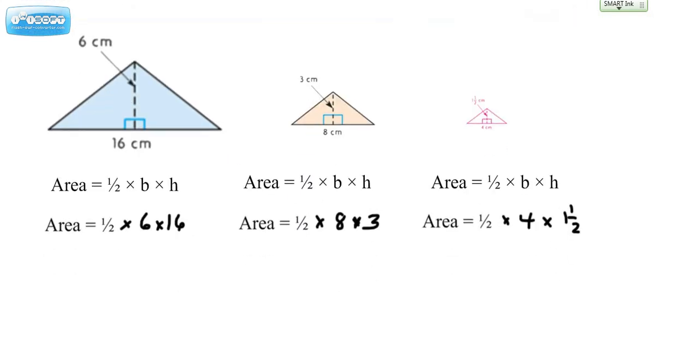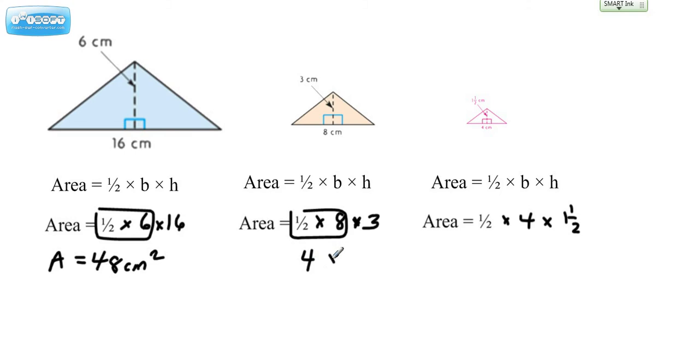If we found the area, half of the base times height, half of 6 would be 3, or we could do half of 16 and get 8 and then multiply it by the 6 and get 48 square centimeters. And let's do this one. Half of 8 is 4, and 4 times 3 is 12. 12 square centimeters.